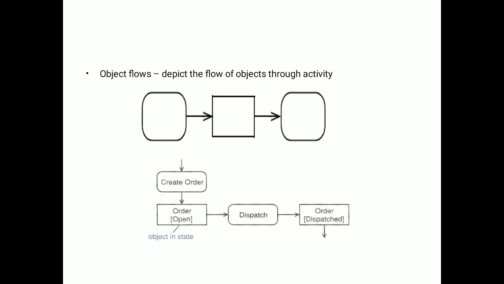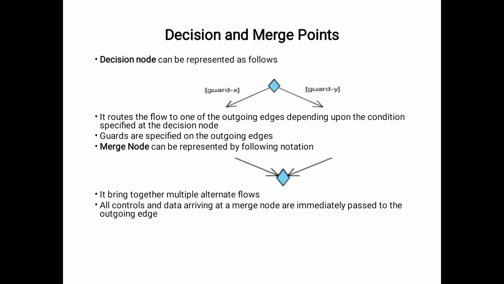And object flow, here you can see the object flow from one object to another, then again next. So create order, object in state, that is the order open, dispatch order, order dispatched. So using this, object flow in the activity diagram can be shown. Now next is your decision and merge points.